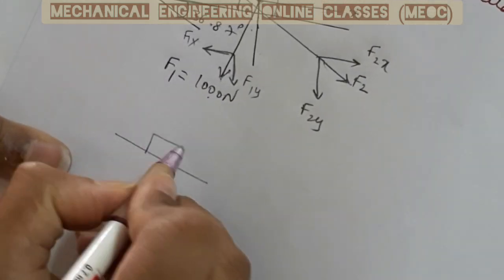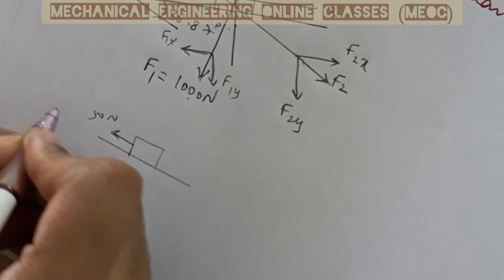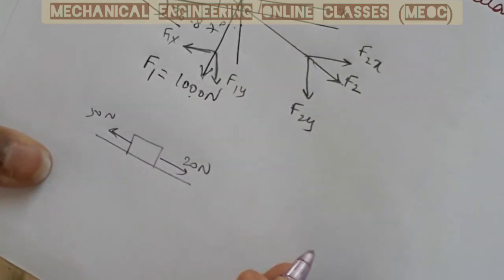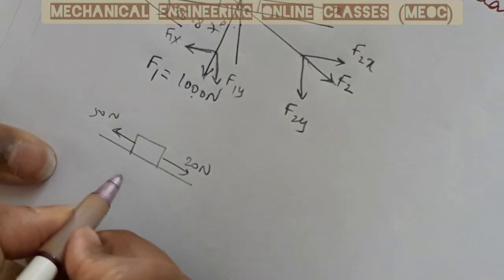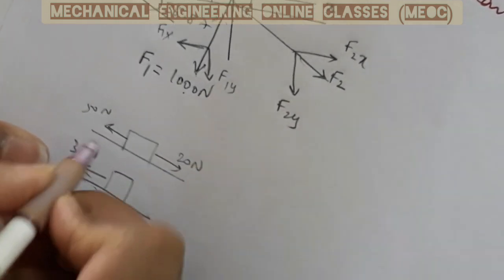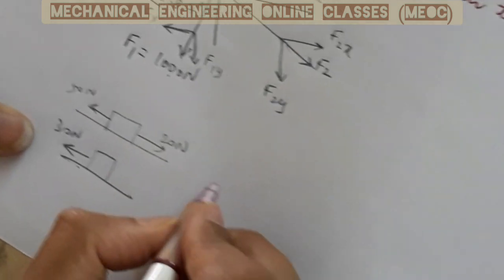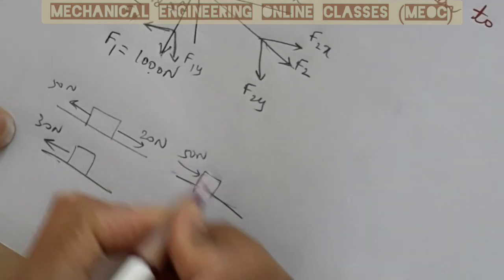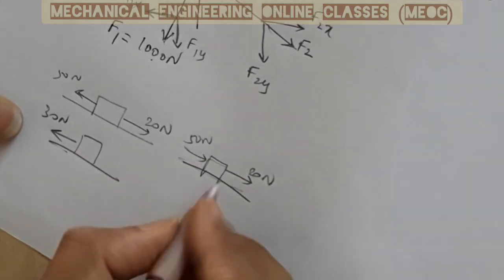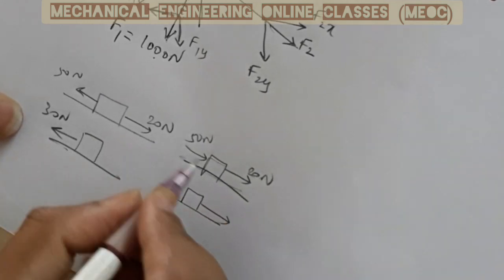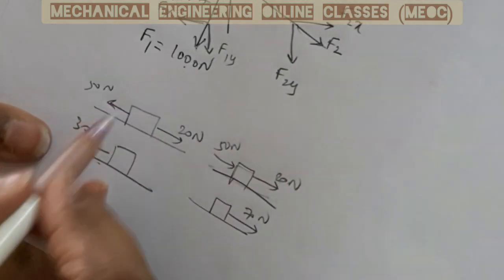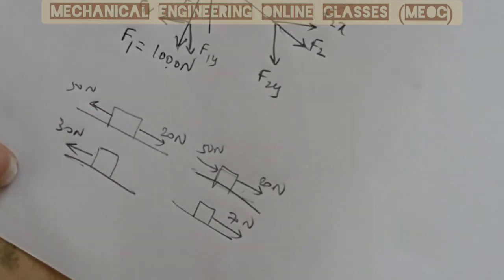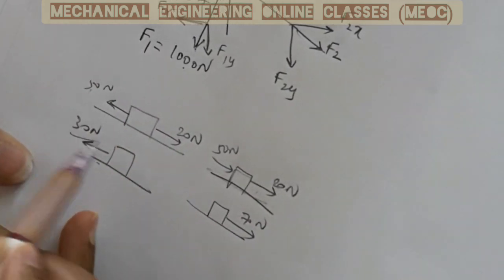In case there is a block like this, subjected to a 50 Newton force leftward and 20 Newton force rightward, what is the net force? The net force is 30 Newton, acting leftward. This is 50 minus 20. In case the object is kept like this and this is 15 Newton force, this is 20 Newton force, both acting rightward only, then I can say that it is subjected to 35 Newton force acting towards the right. So there is a difference. Here also we are adding, but we are considering the direction. Depending on the direction, the net might be an addition or subtraction. That depends on the situation.